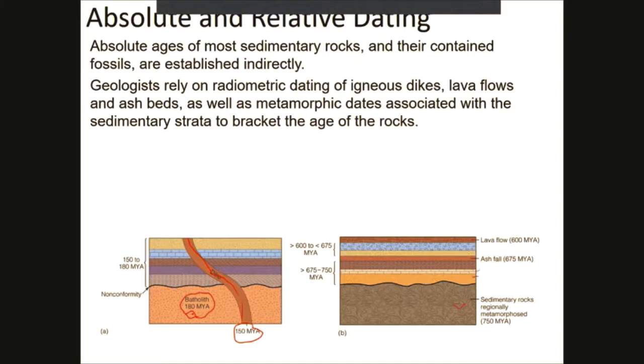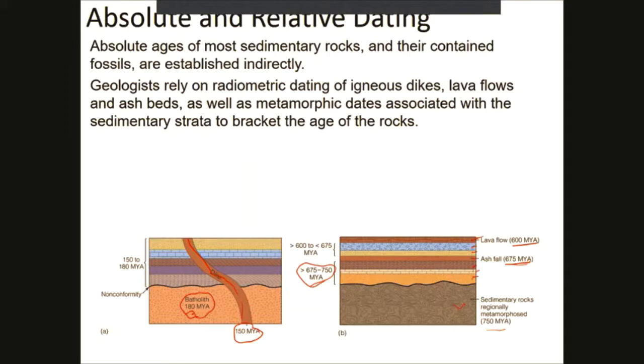There's sedimentary rocks above it, and ashfall, more sedimentary rocks, lava flow. Ashfall and lava flow, igneous material. We can date it. We get an age, 675 and 600 million years old. So we know this sedimentary rock is younger than the 750 million year old metamorphic rock, but it's older than the 675 million year old ashfall. So that makes this sedimentary rock between 675 and 750 million years old.